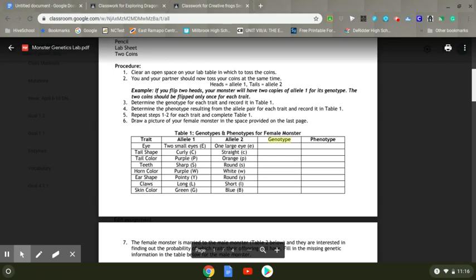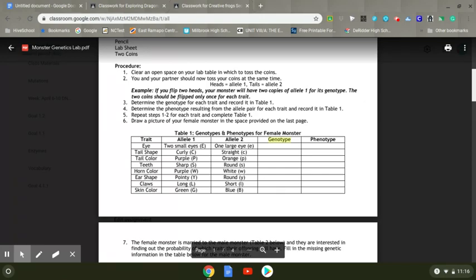If you have 2 little c's, you're going to have straight tail shape. If you have big P, or big P, little p, you're going to have purple tails. If you have 2 little p's, you're going to have an orange tail. If you have big S, or big S, little s, you're going to have sharp teeth. And if you have little s, you're going to have round teeth.